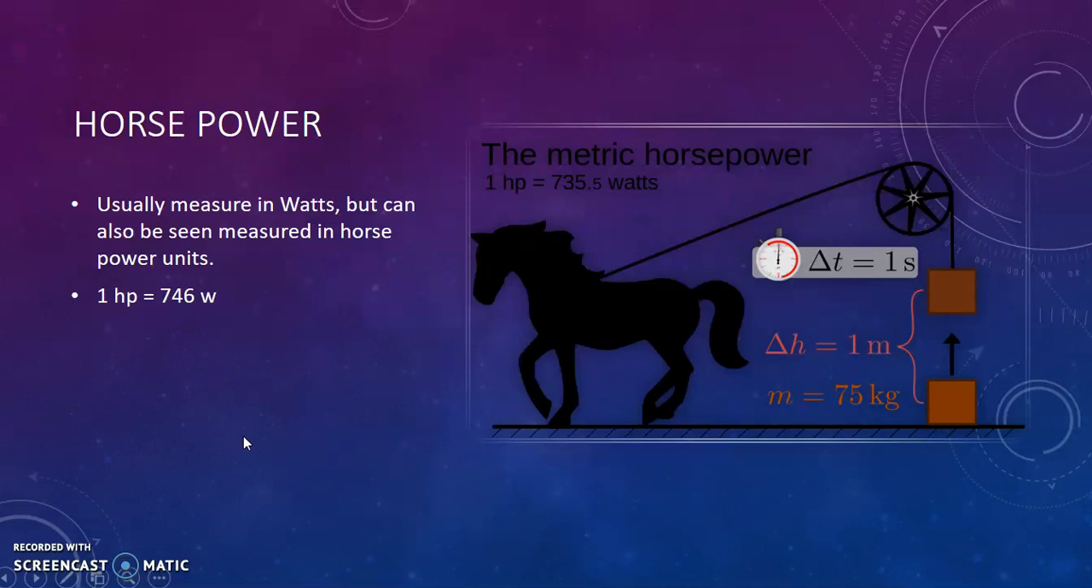Another thing, especially very popular in the United States, is that power can be measured by horsepower, which is usually measured in watts, but can also be used in horsepower as well. So remember, you might need to know the conversion factor, that 1 horsepower is equal to 746 watts.